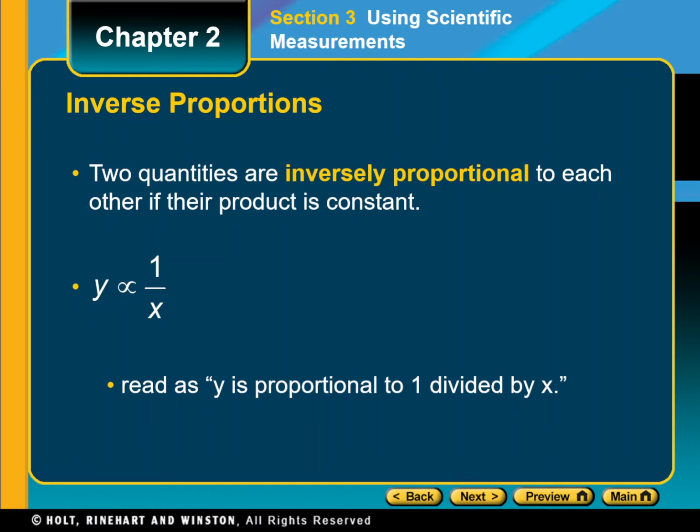When two variables, x and y, are inversely proportional to each other, the relationship can be expressed as y ∝ 1/x. Again, this is read as y is proportional to 1 divided by x. The relationship can be expressed in the form using a proportionality constant, which is k equals x times y. This equation shows that the product of the two variables will yield a constant value.